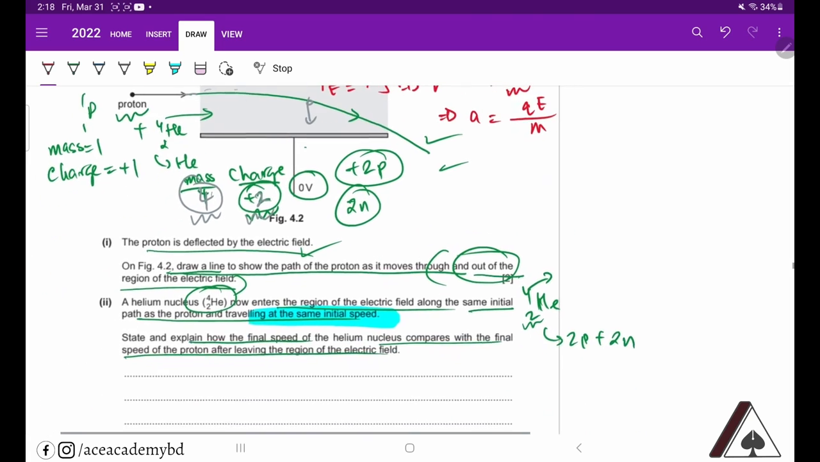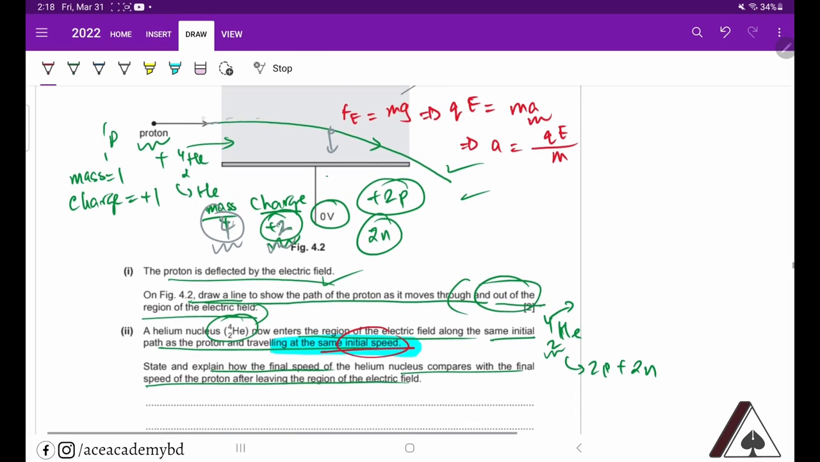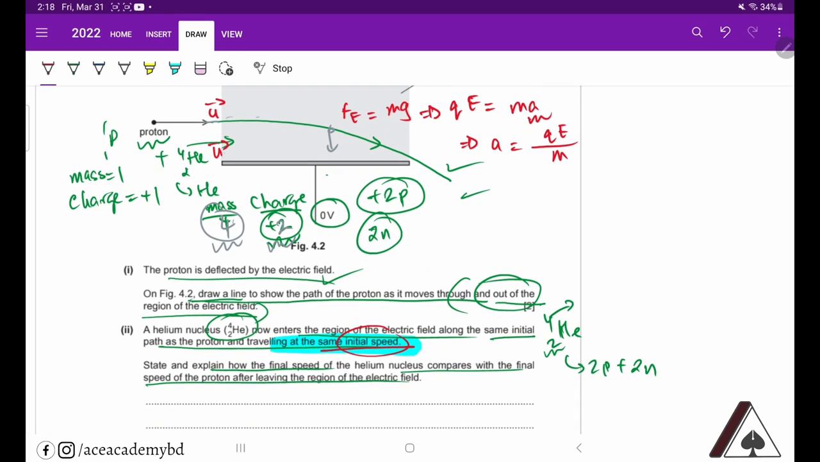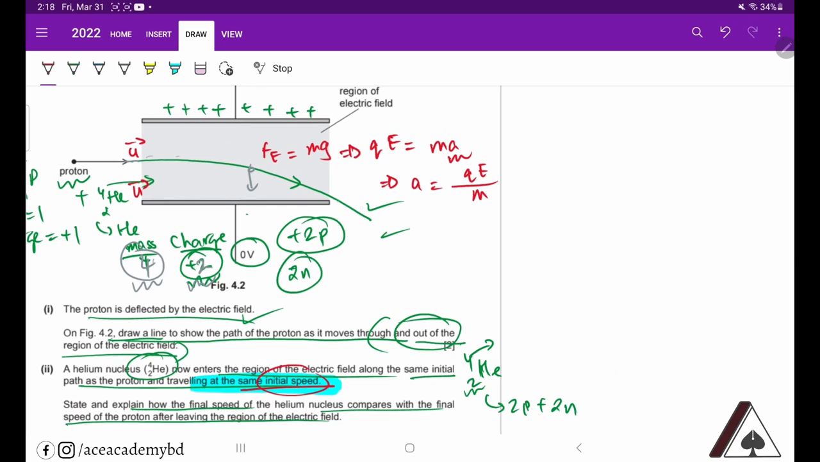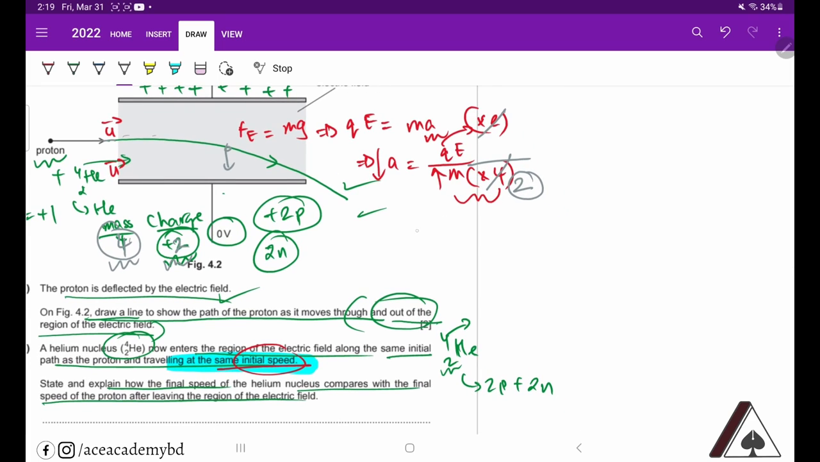And they've already said that the initial speed is the same. So for example, u for this and u for this both are the same. However, for the acceleration, since the mass is times 4 and the charge is times 2, what is happening to the acceleration overall? The acceleration is actually decreasing because the mass is increasing 4 times. If we do a cancellation, 2 can cancel 4 as 2.